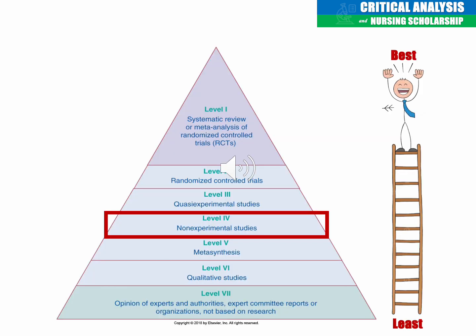Now, going back to the hierarchy of evidence or the level of evidence, you might wonder where non-experimental research falls. So basically, if you look at the hierarchy of evidence, non-experimental studies are considered level 4 at the center of the hierarchy, just below the experimental and quasi-experimental studies.